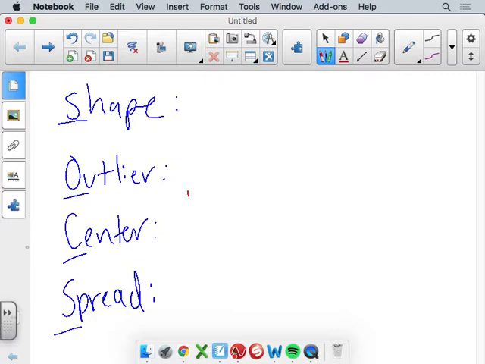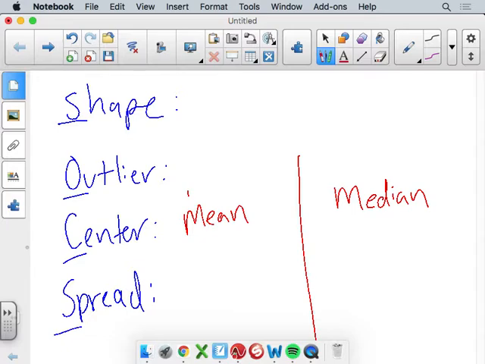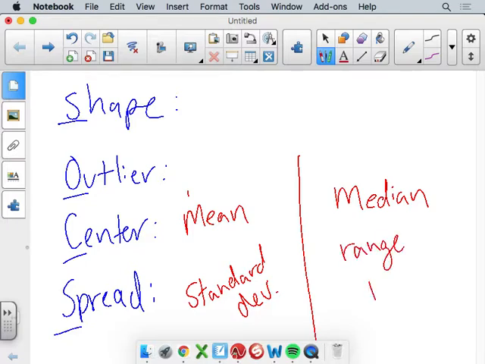Okay, center. The center of your data, typically you've got mean and median, and then for your spread, you can talk about standard deviation, or you've got range, IQR. And we typically group these things together and we choose them based upon the shape.